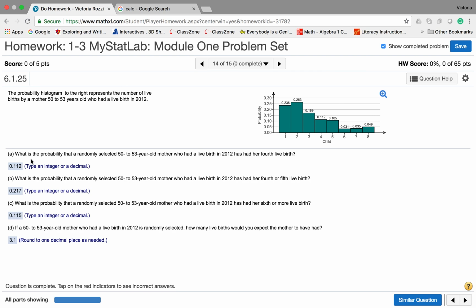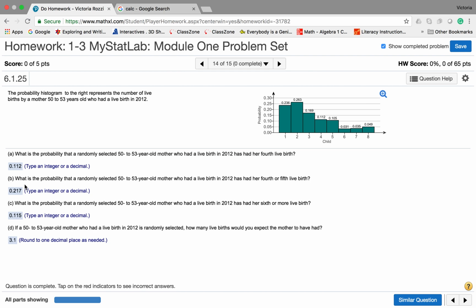In the first one, letter A, we don't have to worry about adding anything. It just says, what is the probability that this randomly selected 50 to 53-year-old mother who had a live birth in 2012 has had her fourth live birth? So I say, okay, she's had her fourth child, her fourth live birth. So that probability is going to be 0.112, and I just type that there.